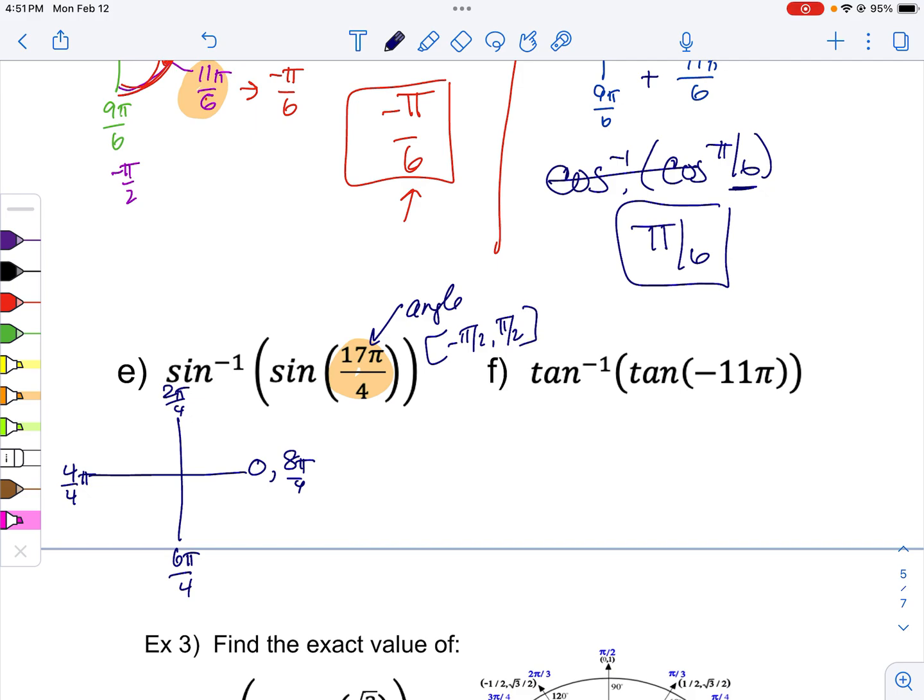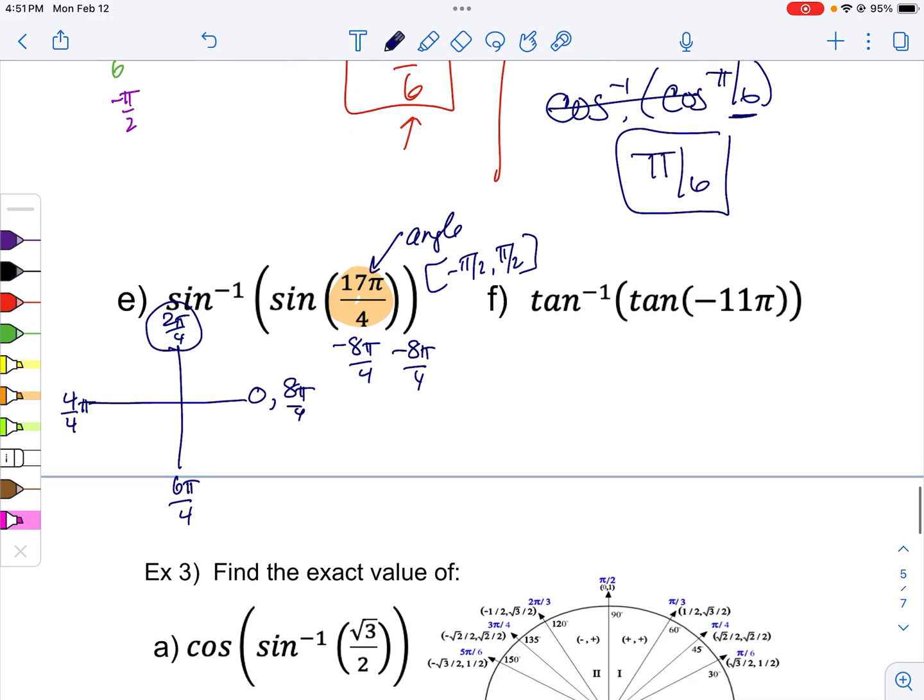Well, clearly 17π/4 is way beyond π/2, because π/2 we said was 2 fourths. Not only that, it's beyond 2π, and we know 2π is 8 fourths. So what we have to do is some subtraction here. We want to find a coterminal angle. If I subtract 8 fourths, that gives me 9 fourths. If I subtract another 8π/4, that gives me π/4. So I'm going to rewrite that angle and say sine inverse of sine of π/4.